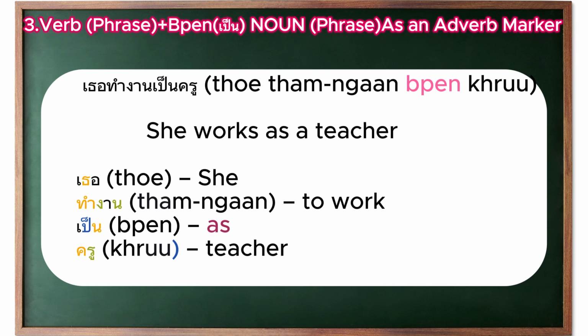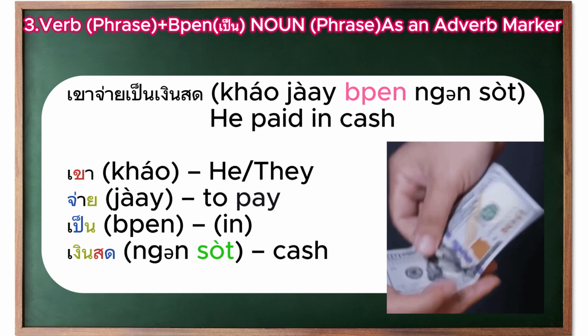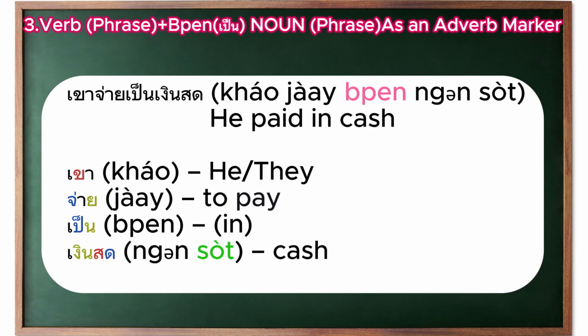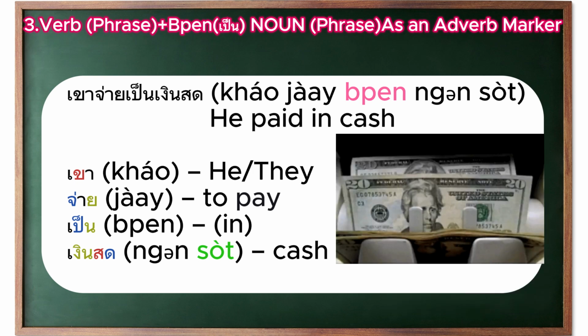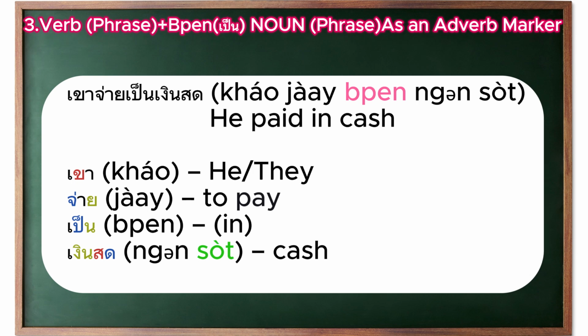To give you a better understanding, let's consider a different example. เขาจ่ายเป็นเงินสด, He paid in cash. จ่าย, to pay. เงินสด, cash. เป็น, in. Used here to indicate the manner in which the payment is made. Try using this in your daily conversations to add more details to your sentences.